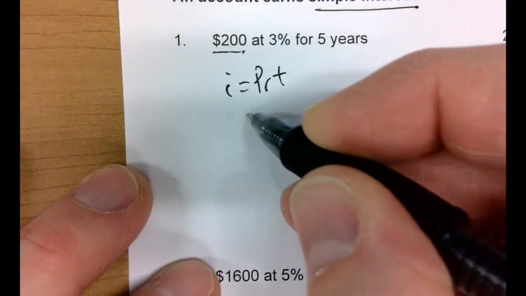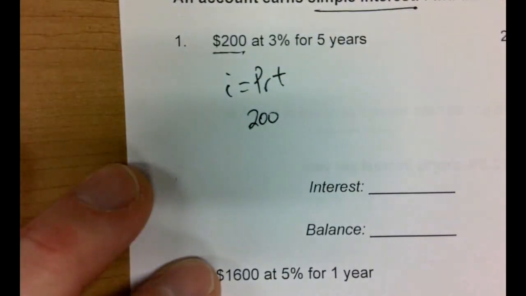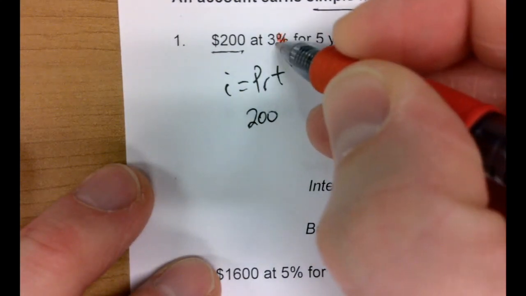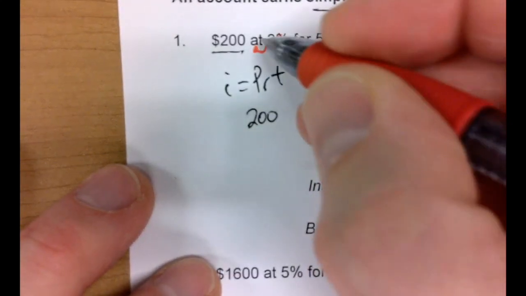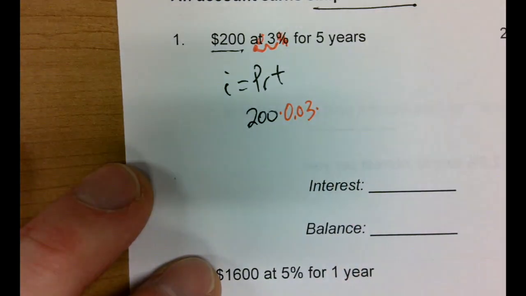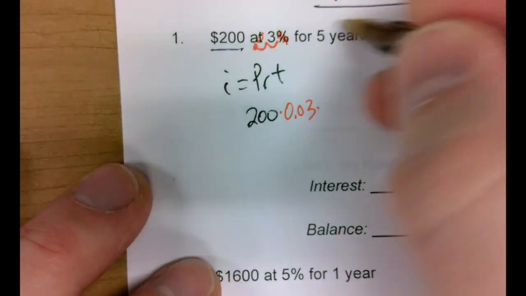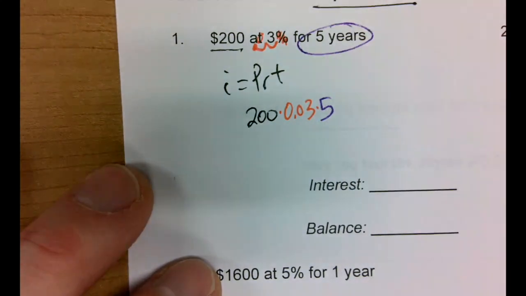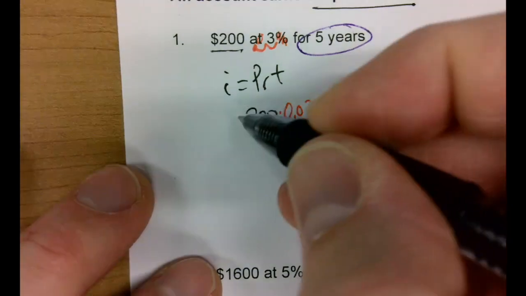The principal, $200. The rate, which needs to be a decimal. Don't plug a 3 in. Go bump, bump. So make sure you put in 0.03 times your time, which has to be in years. Time in years. Once you've got that, that will be your interest.